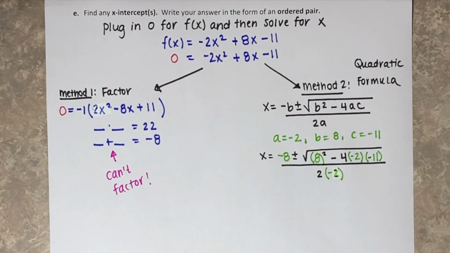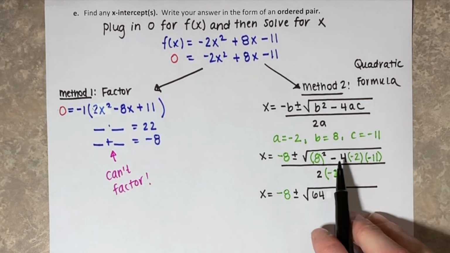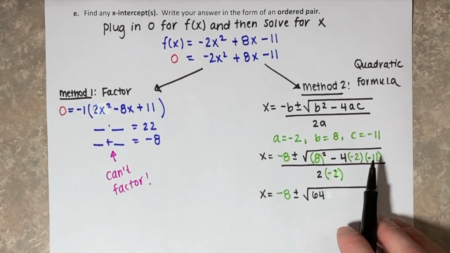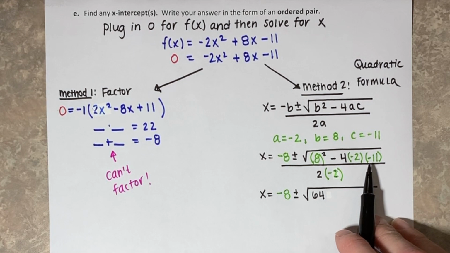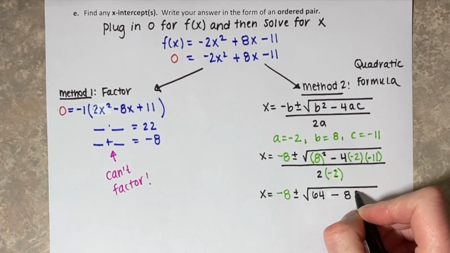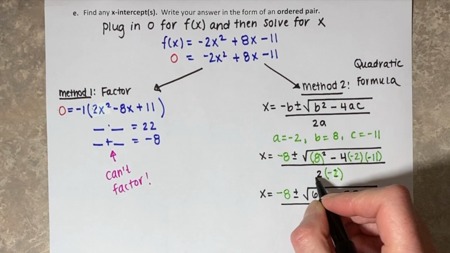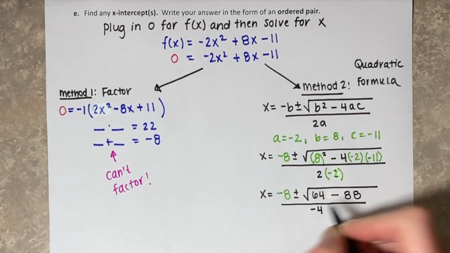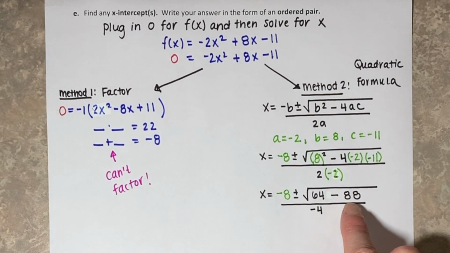Now that we've plugged our a, our b, and our c into our quadratic formula, let's simplify underneath the radical. 8 squared will give us 64, and -4 times -2 times -11 will give us -88. So we'll write -8 over 2 times -2, which gives us -4. Now if we take 64 minus 88, that gives us a -24.